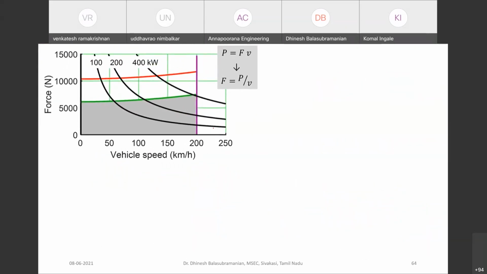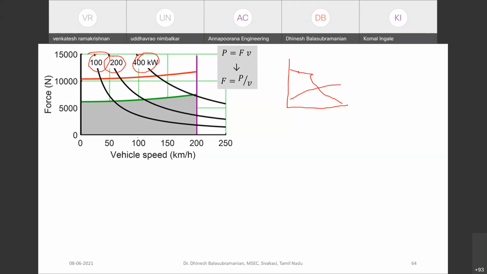So now you have to plot your speed versus power profile, the speed versus power profile of your electric motor in this particular system. So this is a 100 kilowatt power motor, this is a 200 kilowatt power motor, and this is a 400 kilowatt power motor. And what is your desired operating location?